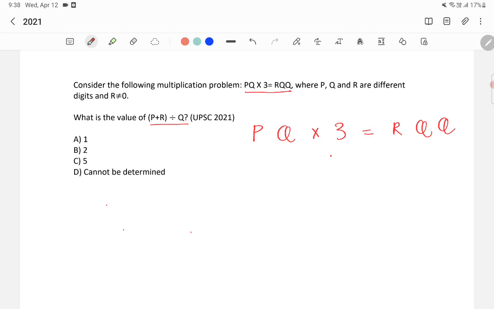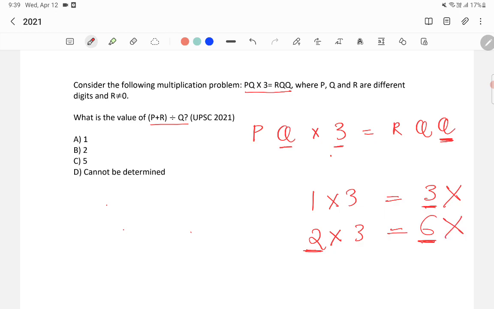Here it is Q and here it is Q. So we need to think which digit, when multiplied by 3, gives a unit digit that is the same digit. For example, if I multiply 1 into 3, we get 3, not 1. So Q is not 1. If I multiply 2 into 3, you get 6. So this is also not the case. But if I take 5, 5 into 3 is 15, right? Here it is 5, and here also the last digit is 5. So this satisfies Q. So Q will be 5.